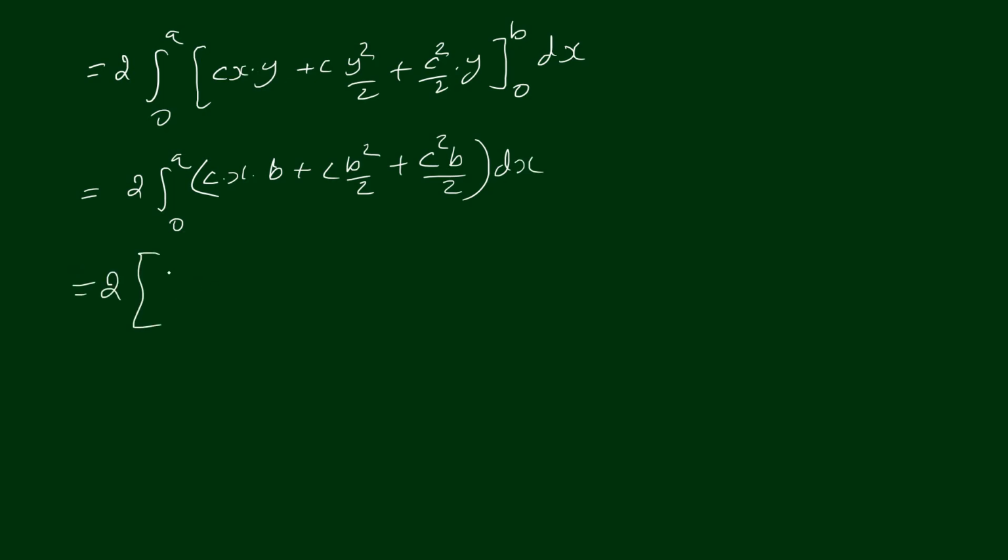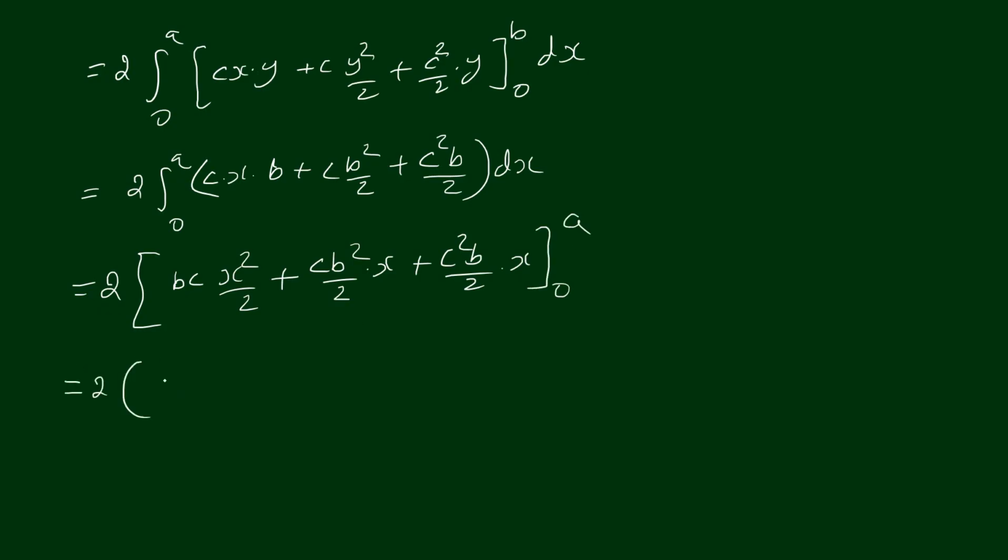Now we'll integrate with respect to x. So bc is constant. Integral of x is x square by 2. Plus cb square by 2 is constant, so this is integration with respect to x, and we'll add one x here also, from 0 to a. Now we'll put the upper limit and lower limit. So we'll get bc a square by 2 plus cb square a by 2 plus c square ba by 2. If we put the lower limit, everything will become 0. We can cancel these two by taking 1 by 2 outside.